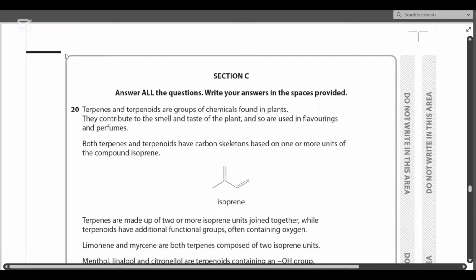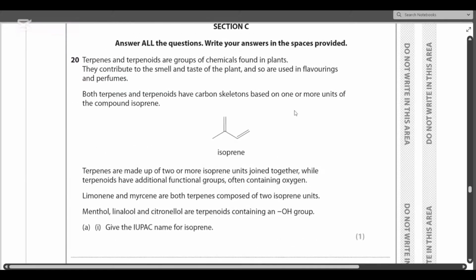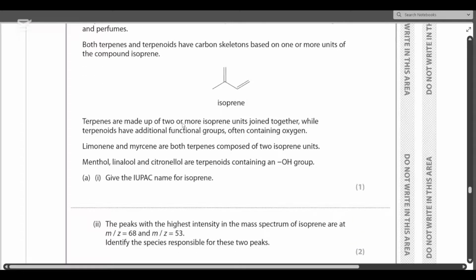Now let's say that terpenes and terpenoids are groups of chemicals found in plants. They contribute to the smell and taste for the plant, so are used in flavorings and perfumes. Both terpenes and terpenoids have carbon skeletons based on one or more units of the compound isoprene. So you've got isoprene down here. Terpenes are made up of two or more isoprene units joined together, while terpenoids have additional functional groups, often containing oxygen. So these are some additional information provided.